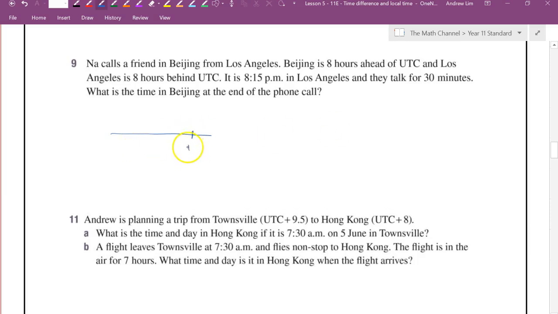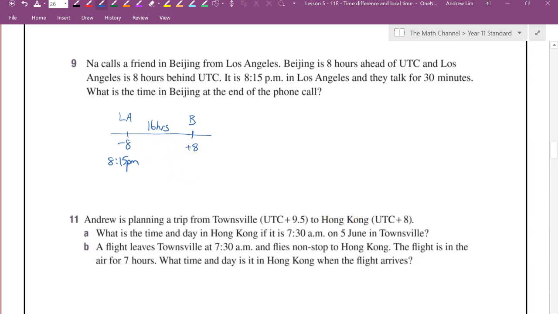Beijing is 8 hours ahead. Los Angeles is 8 hours behind. So the time difference is 16 hours. Okay, 8 plus 8, 16 hours. It is 8:15 p.m. in Los Angeles. They talk for 30 minutes.